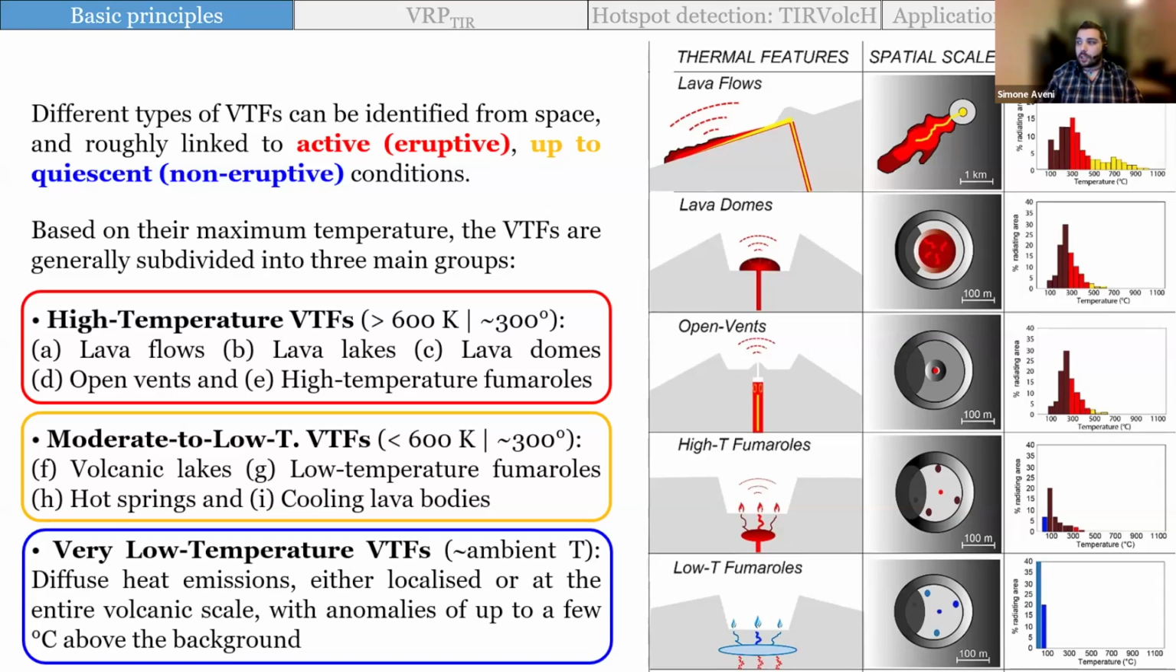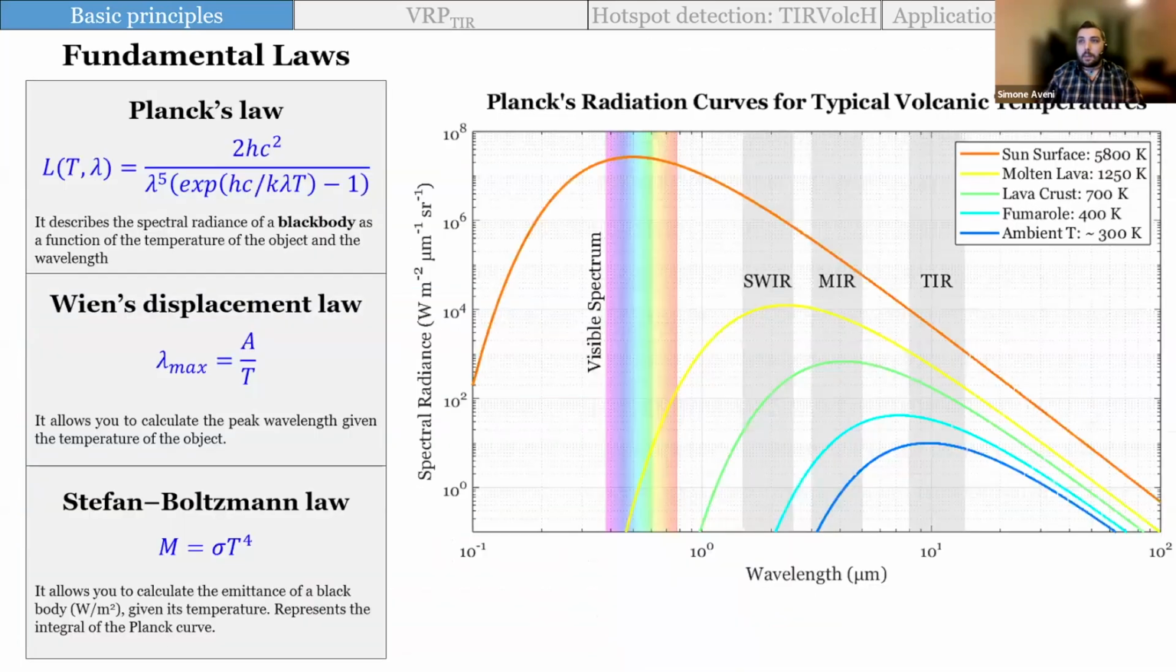But most importantly, at the very right-hand side of the screen, you can see that these features all have different thermal distributions. So let's get to some basic principles and fundamental laws of thermal remote sensing. You're probably familiar with Planck's law, which describes the spectral radiance emitted from an object at a given temperature and a given wavelength. Then we also have Wien's displacement law, which allows us to calculate the peak wavelength given the temperature of an object.